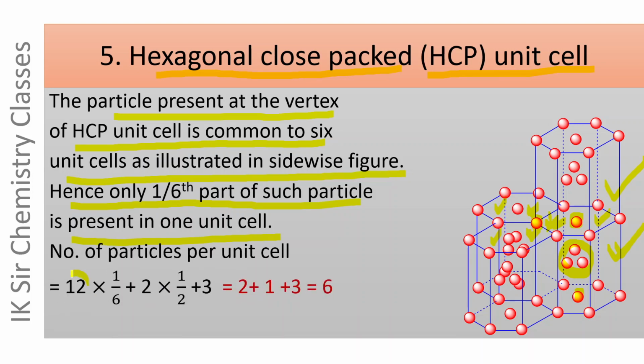There are 12 particles which are present at the vertices of HCP unit cell multiplied by 1/6, because each particle present at the vertex of HCP unit cell is common to 6 unit cells, plus 2 particles present at the centers of hexagonal faces, multiplied by 1/2 because only 1/2 part is present in one unit cell, plus 3. These 3 particles are totally present within one HCP unit cell, and hence there are overall 6 particles present in one HCP unit cell.